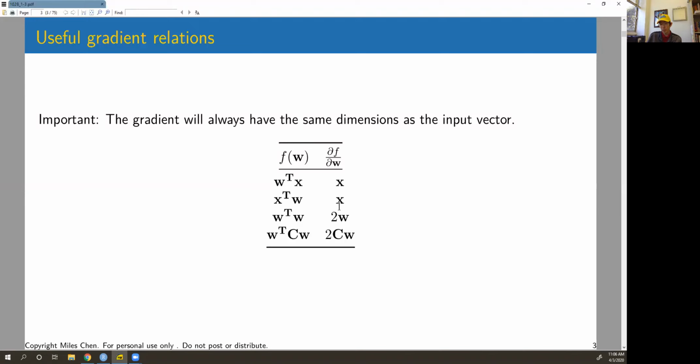The gradient of X transpose W is also X. If W is, say, 4 by 1, we've got 1 by 4 times a 4 by 1 here, and the gradient will be 4 by 1. Here, X transpose is 1 by 4, W is 4 by 1, and the gradient with respect to W is X, which is going to be 4 by 1. For W transpose W, the gradient with respect to W is going to be 2W. And when you have W transpose times some matrix C times W, the gradient with respect to W is going to be 2 times that matrix C times W. C will have to be a square matrix, an n by n square matrix.